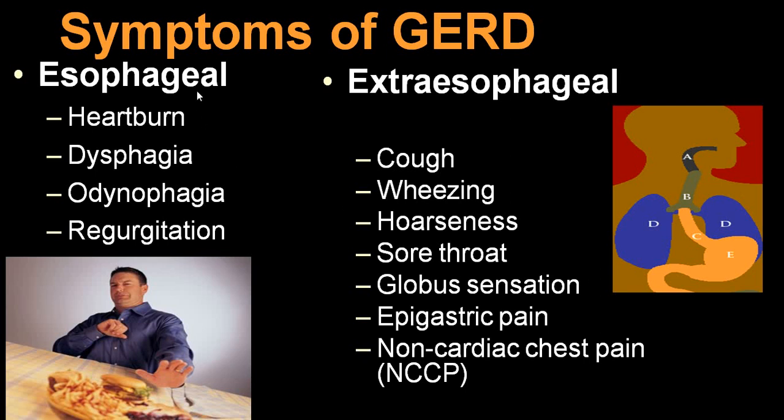So you have esophageal symptoms and extraesophageal symptoms. Among esophageal are heartburn, dysphagia, odynophagia and regurgitation. Even water brash, etc. are described symptoms. While extraesophageal include cough, particularly nocturnal cough, chronic cough, wheezing, hoarseness of voice, epigastric pain and non-cardiac chest pain. These are some of the extraesophageal symptoms.